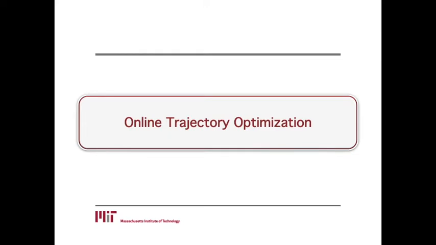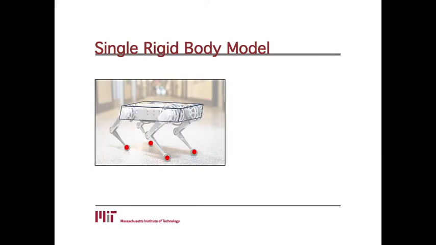The next step of our motion planner is the trajectory optimization. For our optimization, we use a dynamic model that treats the robot as a single rigid body. The state of the robot is described by the position of the robot's center of mass and the orientation of the robot with respect to an inertial frame. We use Euler angles to describe this orientation.